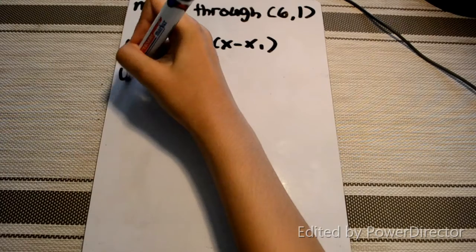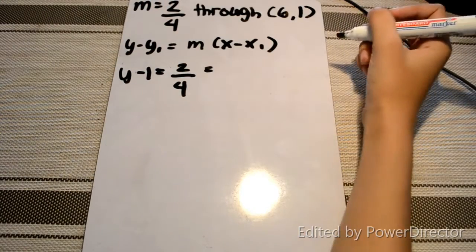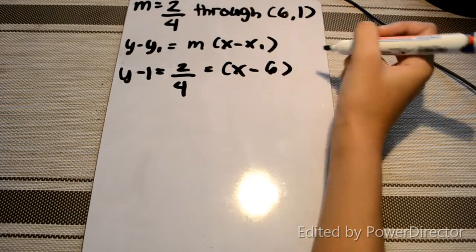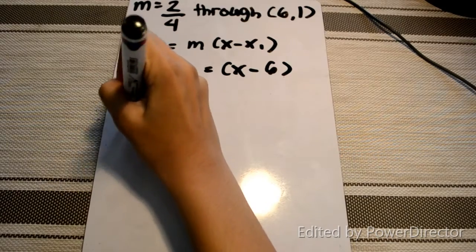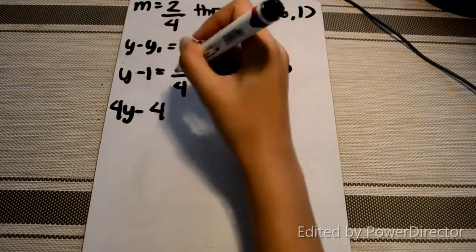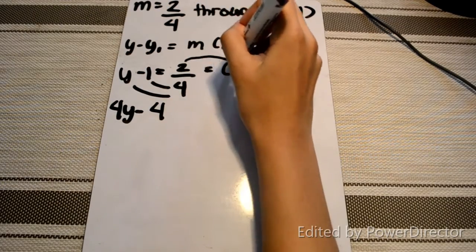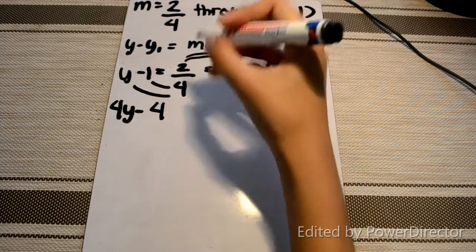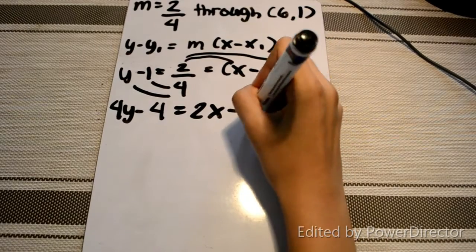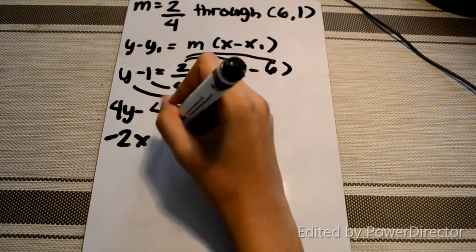We know m. We also know that x sub 1 and y sub 1 is 6 and 1. And so, we have y minus 1 equals 2 over 4 times x minus 6. That's a definitely good answer, but we can still simplify it. We can simplify it by distributing our m with the two expressions. So, we have 4y minus 4 equals 2x minus 12 to -2x plus 4y equals 4 minus 12.